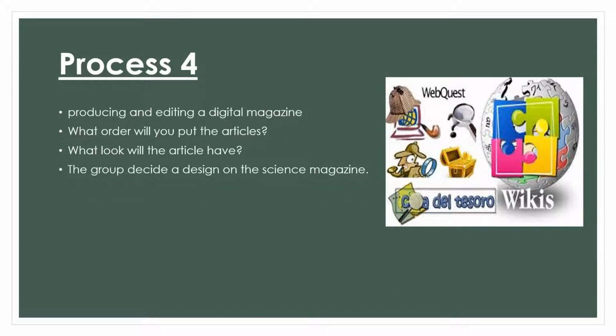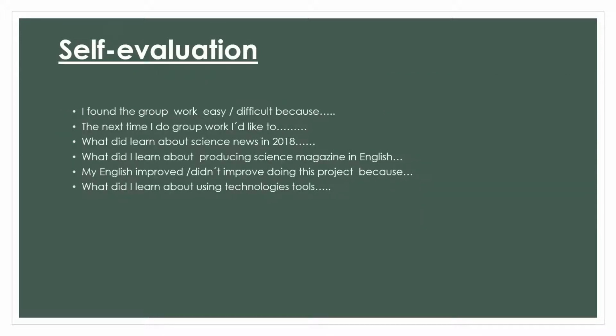Process 4. Producing and editing the digital magazine. What order would you put the articles in? What look will the articles have? Each group designs its own science magazine.